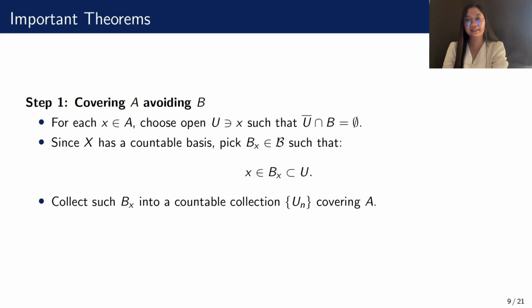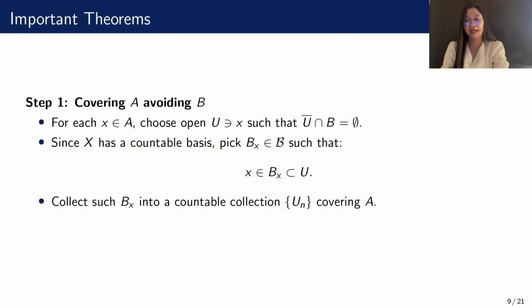For each x, an element of A, we choose an open set U where x is an element of U, such that the closure of U intersection B is empty. Okay, why is it possible? Because regularity ensures that for each x, an element of A, and closed set B, there exist disjoint open sets around x and B.